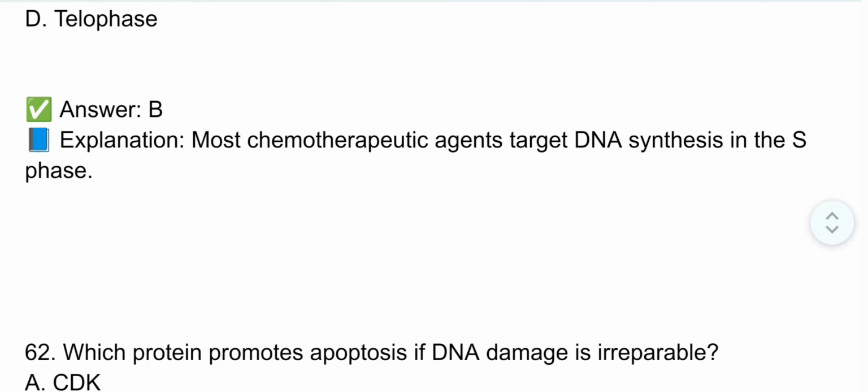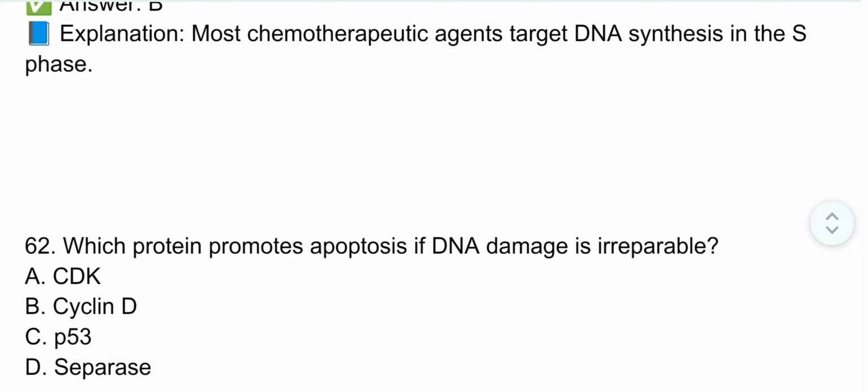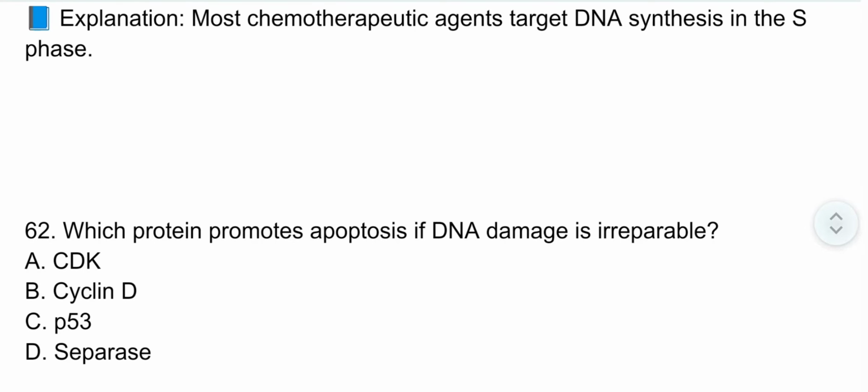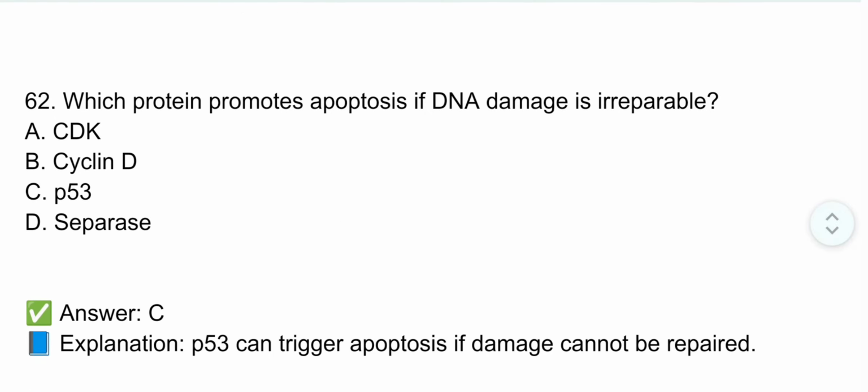Question number 62. Which protein promotes apoptosis if DNA damage is irreparable? The correct option is option C. P53 gene. P53 triggers apoptosis if damage cannot be repaired.